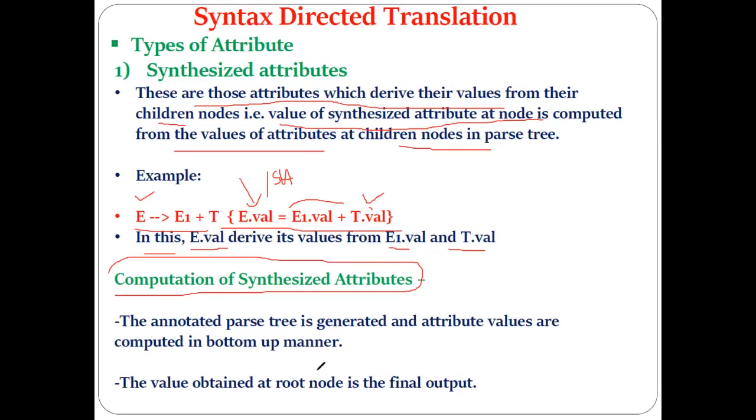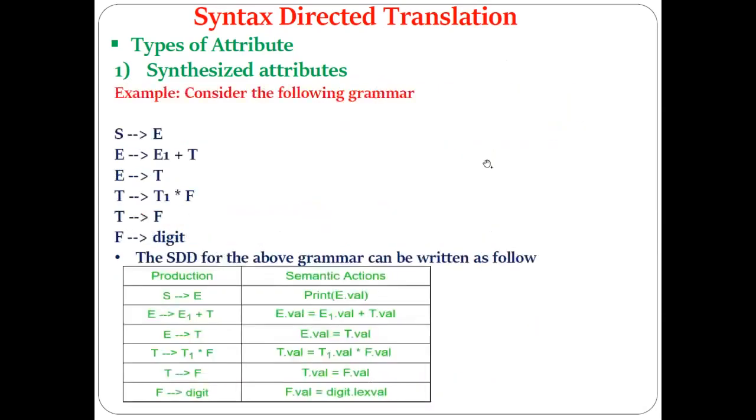One important thing you should keep in mind here: when you are computing the values of attributes, the traversing only happens in a bottom up manner in the case of synthesized attributes. When you are calculating the values of synthesized attributes, the traversing only happens in the bottom up manner. And the value obtained at the root node is referred to as the final output. Now let's see these things in the example.